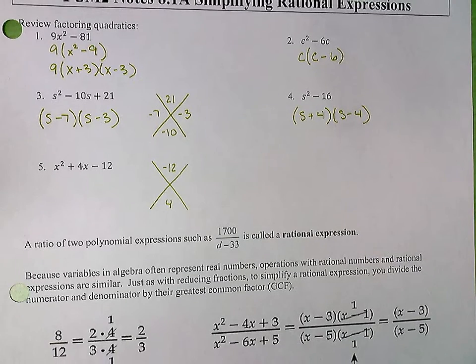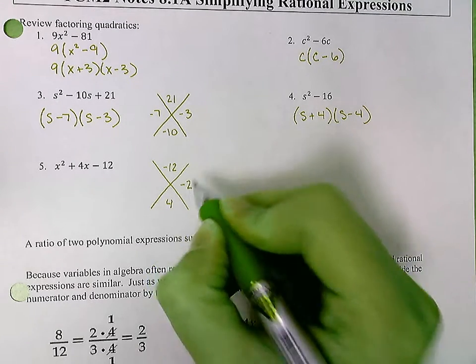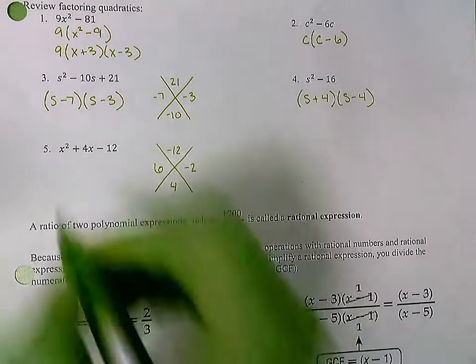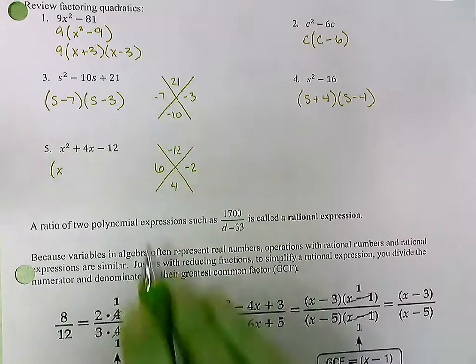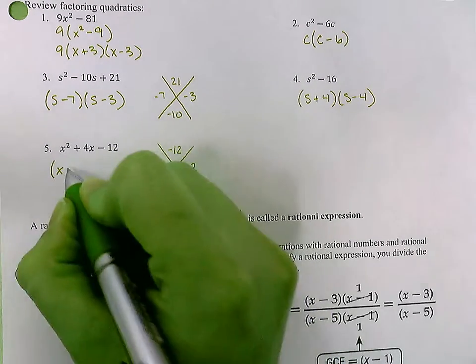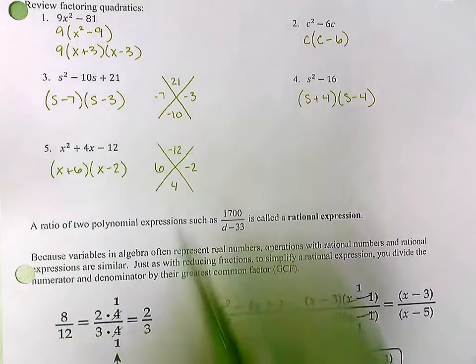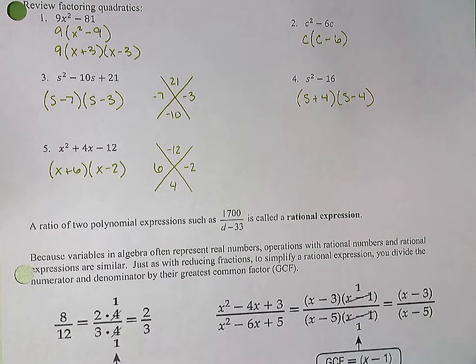Think about it. What multiplies to get negative 12 and adds to get positive 4? 6 and negative 2. Okay, so 6 and negative 2 multiply to get negative 12 and add to get 4. So here we have x plus 6 times x minus 2. And that would be your factored form for number 5.